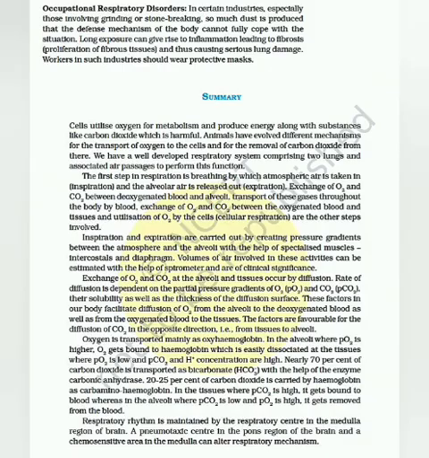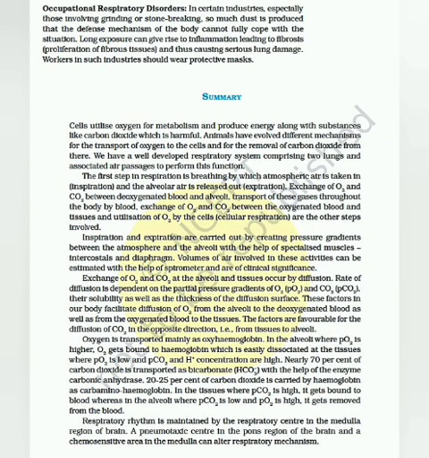Exchange of oxygen and carbon dioxide between deoxygenated blood and alveoli, transport of these gases throughout the body by blood, exchange of oxygen and carbon dioxide between the oxygenated blood and tissues, and utilization of oxygen by the cells, that is cellular respiration, are the other steps involved. Inspiration and expiration are carried out by creating a pressure gradient between the atmosphere and the alveoli with the help of specialized muscles, the intercostals and diaphragm. Volumes of air involved in these activities can be estimated with the help of a spirometer and are of clinical significance.